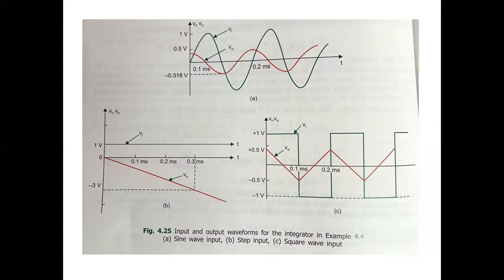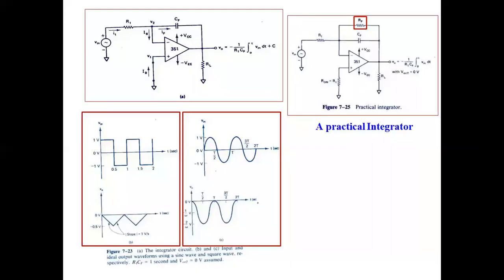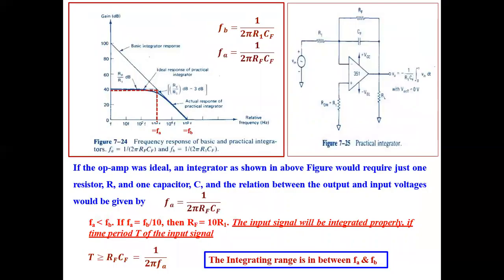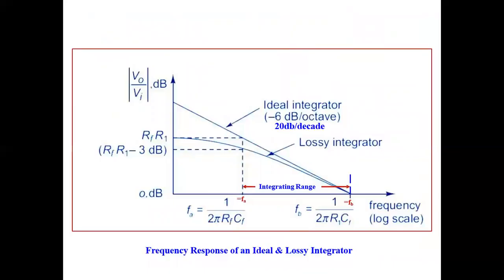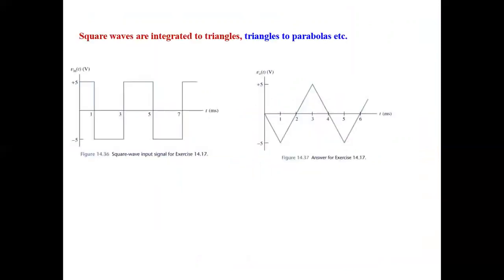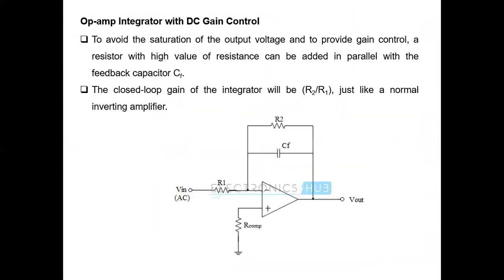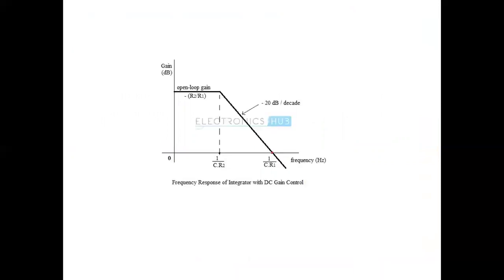Second, if you are giving a step signal, the output will be a ramp, that is, a negative ramp signal. Same as if I give a square wave, it will produce a triangular wave in the output, because this is the integrator concept. So mainly the integrator is used for generating the triangular waveform. This we know from real-time applications. This is the practical integrator concept. Frequency response of the integrator. Integrator with DC gain control, that is real-time data.